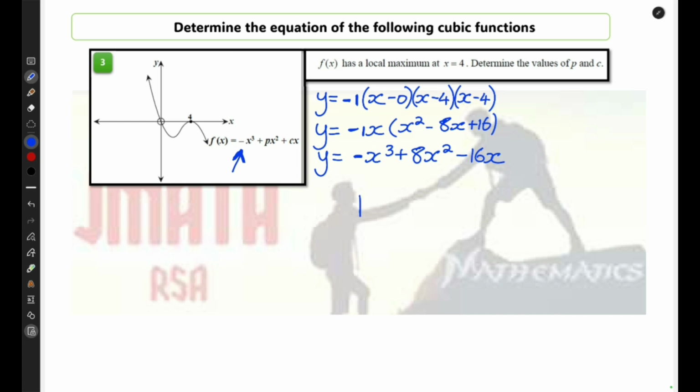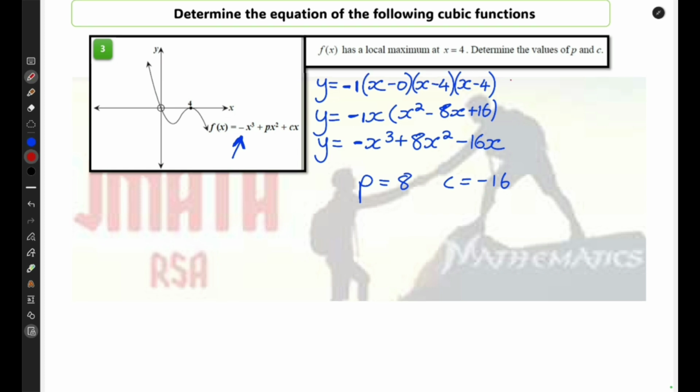So I can then say p was equal to 8, and c was equal to minus 16. If this question counted 4 marks, you'll get a mark for subbing in the right formula, for getting the right simplification, and then for writing what is P and what is C. So 4 marks for that question.